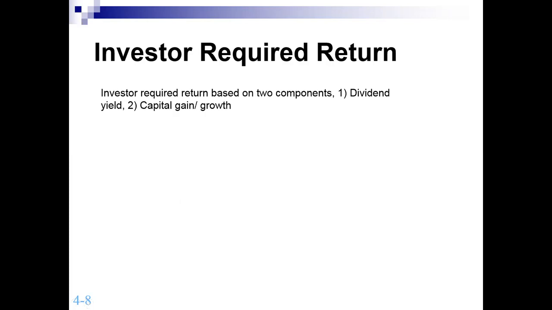When we talk about investor required return, keep it in mind that the investor is receiving two types of return. One in the form of dividend and the second in the form of capital gain. Remember that capital gain is possible as well as capital loss, depending at what price you are selling. If you are selling at a price higher than the price at which you bought, naturally you will get capital gain, and if you are selling at a lower price, you will not gain. In that case you will suffer a loss.